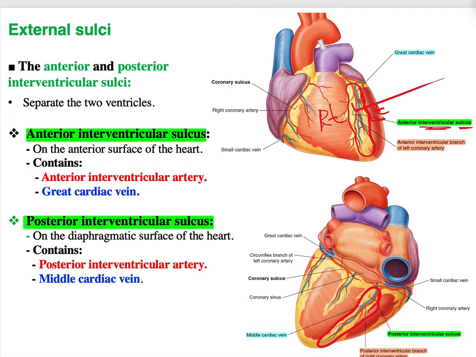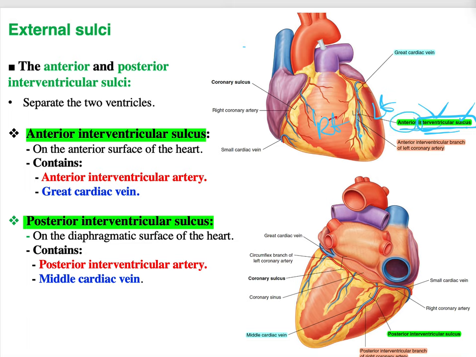Now this sulcus, for example, this anterior interventricular sulcus, is like a groove a little bit, that was called a sulcus, between two ventricles, between the right ventricle and left ventricle. That's why it's known as interventricular, and anterior because it's on the anterior surface of the heart.